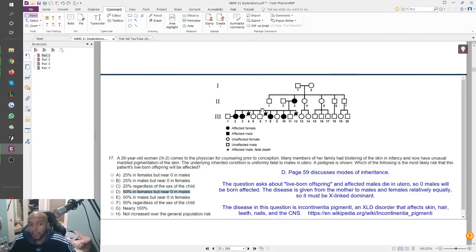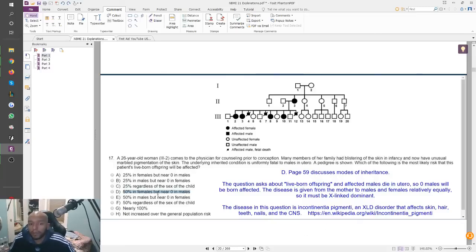I got this wrong. I wasn't entirely sure what was happening here. I was able to come down to the fact that it would be X-linked dominant. I did get that part down. Later on, I checked and found out that this description that they're talking about here with marble pigmentation of the skin is a disease called incontinentia pigmenti, which is an X-linked dominant disorder that affects skin, hair, teeth, nails, and CNS.